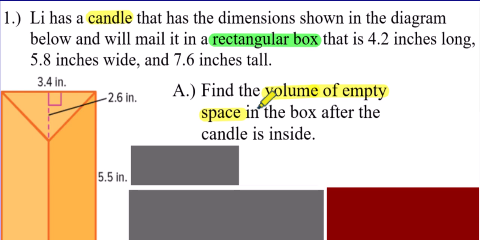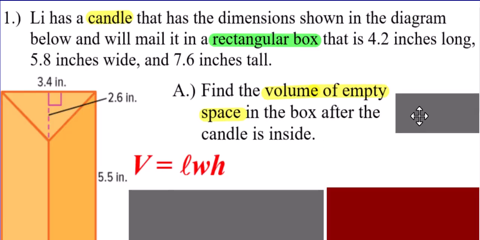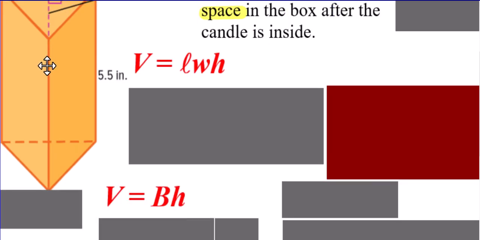And spoiler alert for part B, we're going to fill that empty space with packaging material. Think about this in real life. When you get something shipped to you by Amazon or some other online website, it often has packaging material separating the box from the item inside so the item inside doesn't get bounced around and damaged. Okay, so what can I use to solve? Well, we're going to need to know the volume formula of the rectangular prism, and we're eventually going to need the volume formula of the triangular prism. And remember, a triangular prism is a type of polygonal prism. That's where I got this volume formula from, the polygonal prism's volume formula.